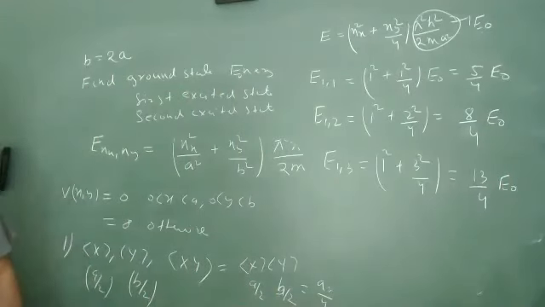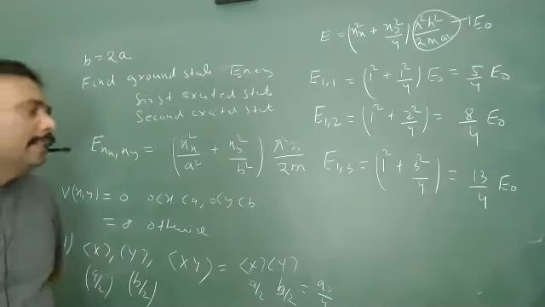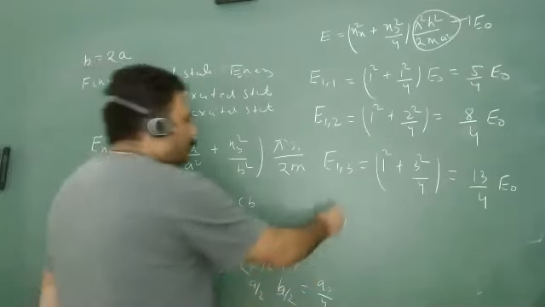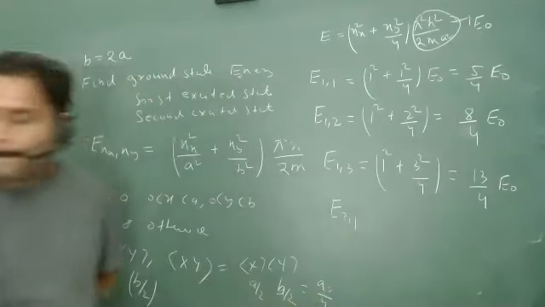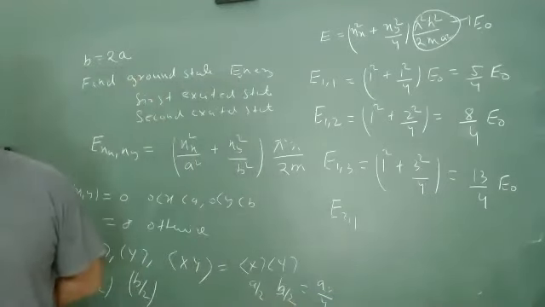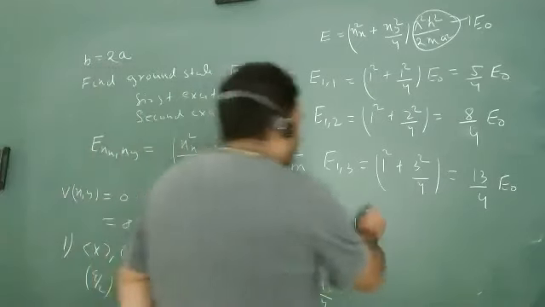21 or 14? E22. Or 22? E22, sir. What does E22 give? 20/4. 20/4. And what does 21 give? 21, sir, 17/4. 17/4. So the next is equal to E21. And what does 14 give? 20/4. 20/4 means 21 is the next level.